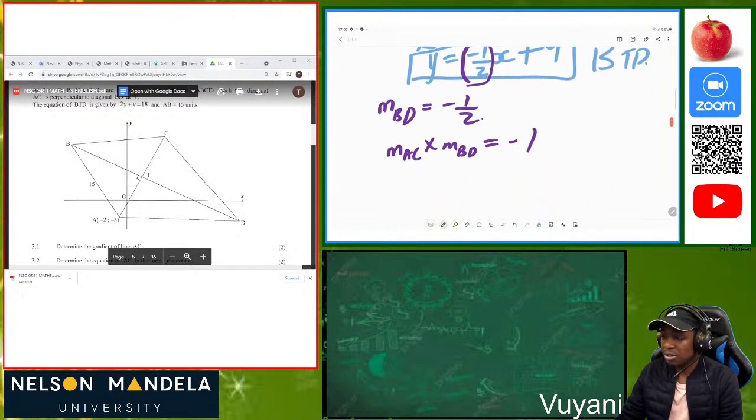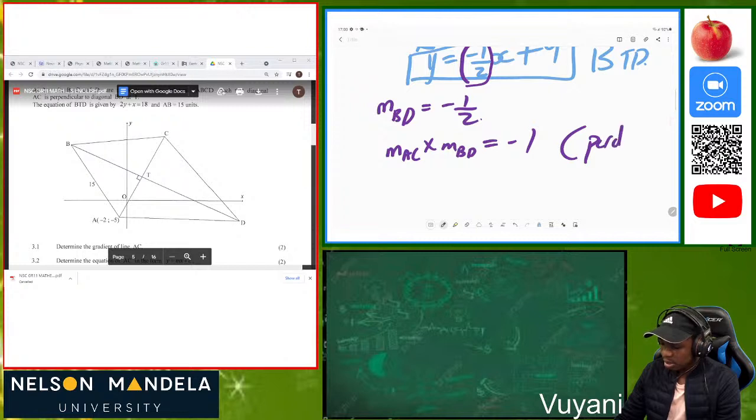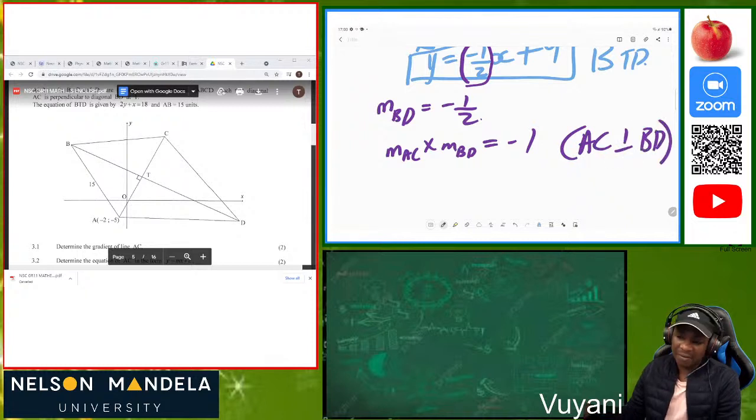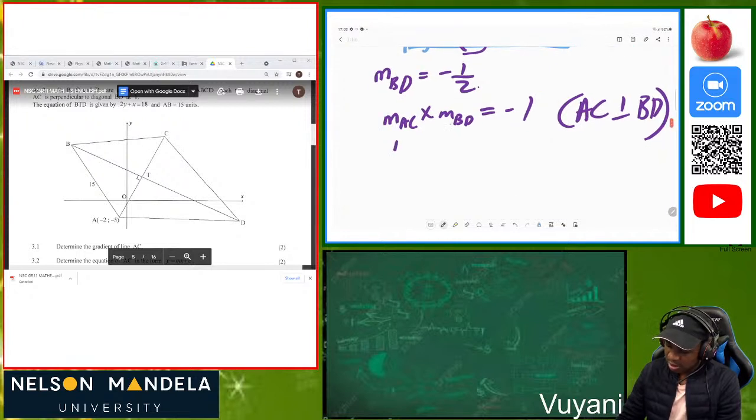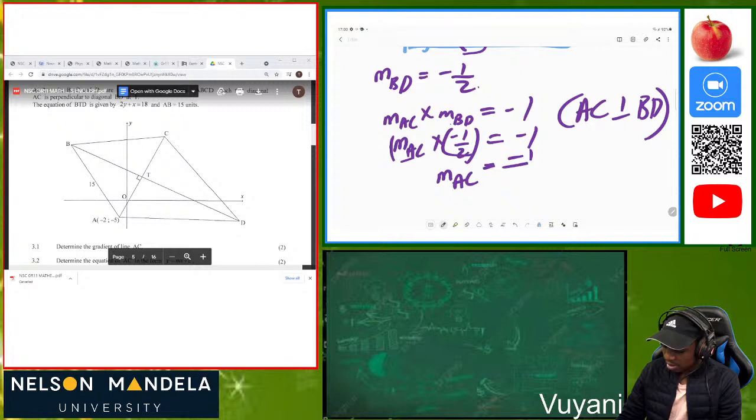We say that they are perpendicular. You can even give your reason: AC is perpendicular to BD, we were given that. So m of AC times negative 1 over 2 is equal to negative 1. We want the gradient of AC, so it will be negative 1 divided by negative 1 over 2. Then we end up having the gradient of AC equal to 2.